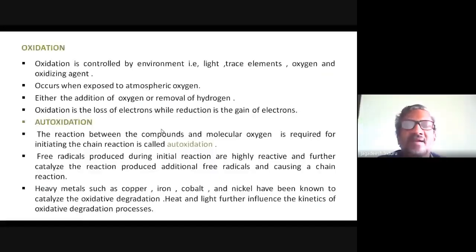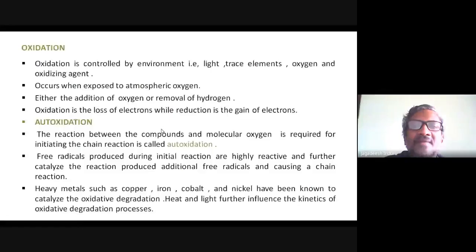One is light. Light by itself will not cause oxidation, but the presence of light enhances the oxidation reaction, because it produces photons supplying energy to the reaction, and that energy enhances the rate of oxidation.